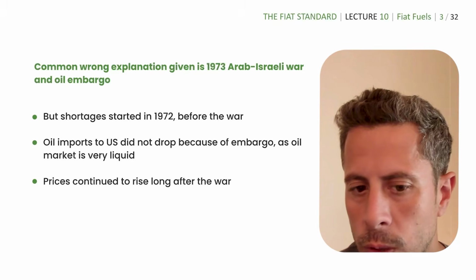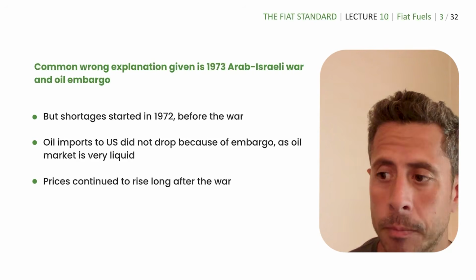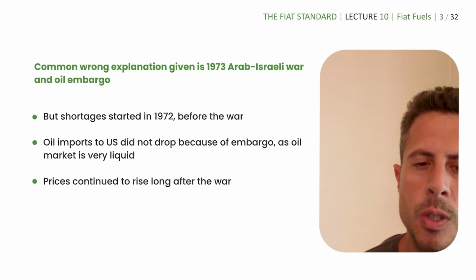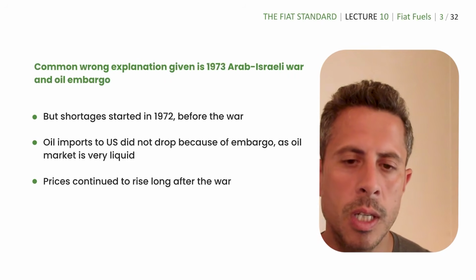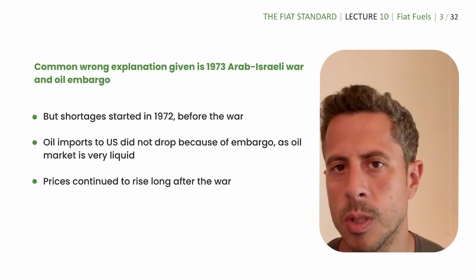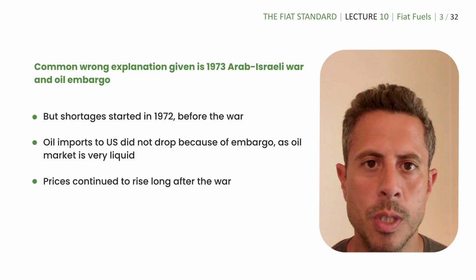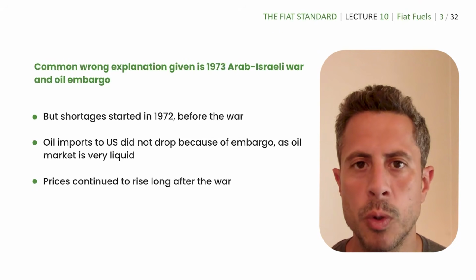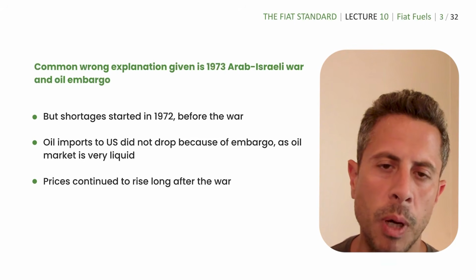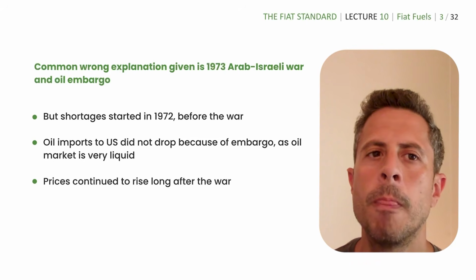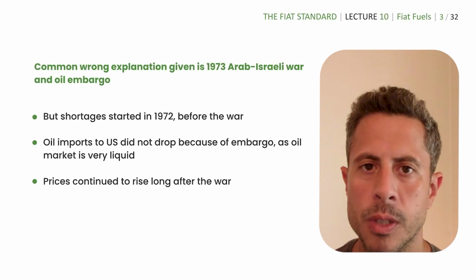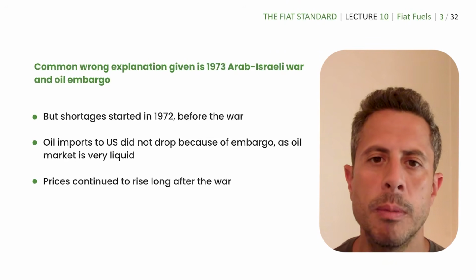But it's a really good book because it explains very well that the commonly believed story in fiat circles, that it was just this embargo that led to all of these crises in oil production and that created all these problems, is just nonsense. First of all, the shortages started in 1972, so before the war had even started and before the Arab oil embargo. And in spite of the fact that there was an oil embargo, the amount of oil imports into the US did not drop because of the embargo, because oil is an extremely liquid commodity.